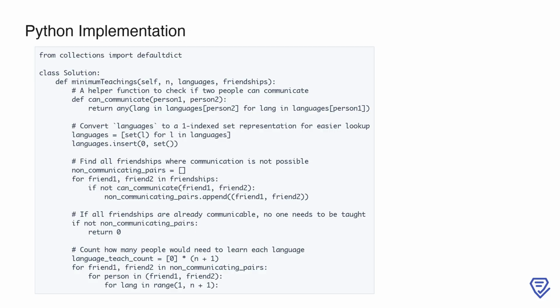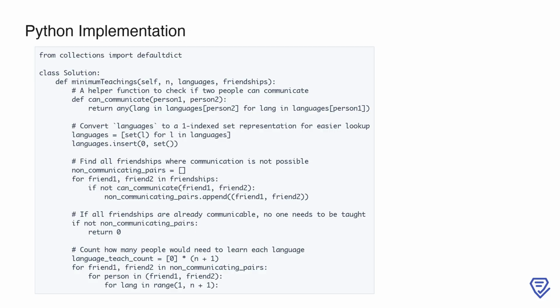Inside the function, we define a helper function called can_communicate. This function determines whether 2 people can communicate by checking if they share at least one common language. Next, we convert the languages list into a one-indexed set representation. This makes language lookups more efficient and intuitive, as language indices now align with their natural numbering. We also insert an empty set at index 0 to align the indices with one-based numbering.